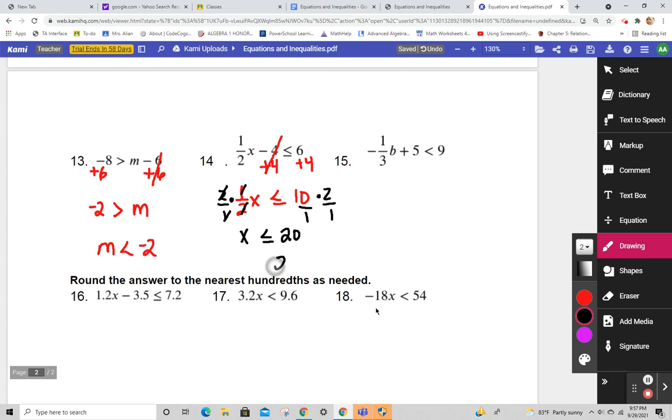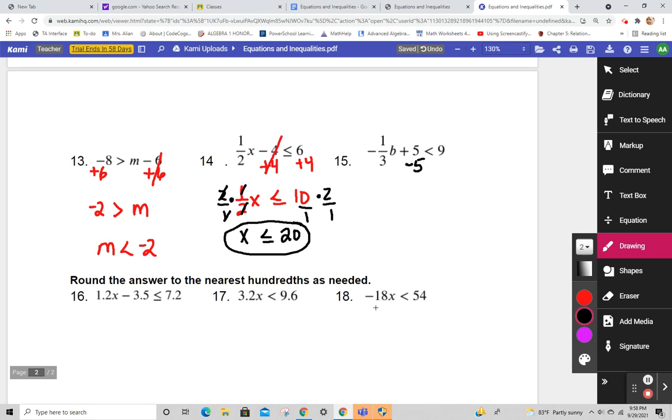Do not write 20, okay? Because it's not just 20. It's 20 or less, anything that is less. So your final answer should be this inequality. All right, let's keep going.